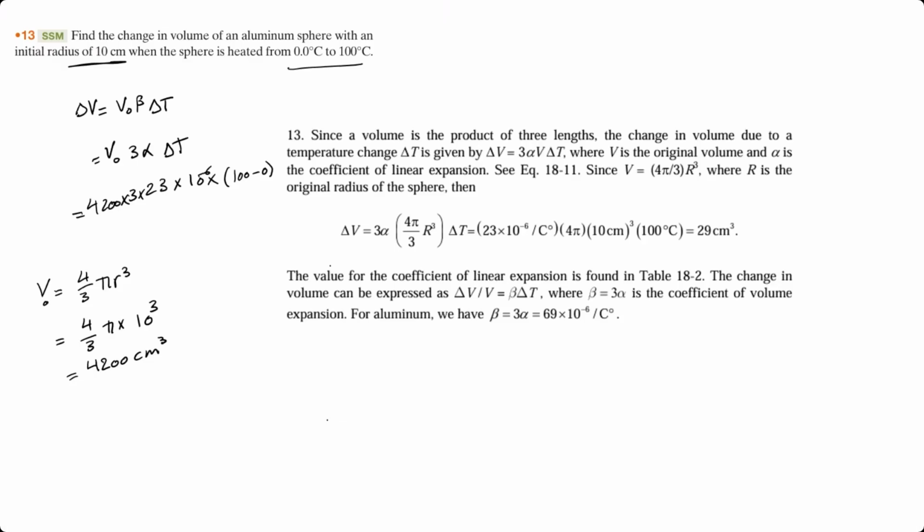So I'm gonna multiply by 3, then by 23, then by 100. And I got 29 times 10 power minus 6. Actually, the 10 minus 6 goes away. It's 29 centimeters cubed. This is the change in the volume of the sphere.